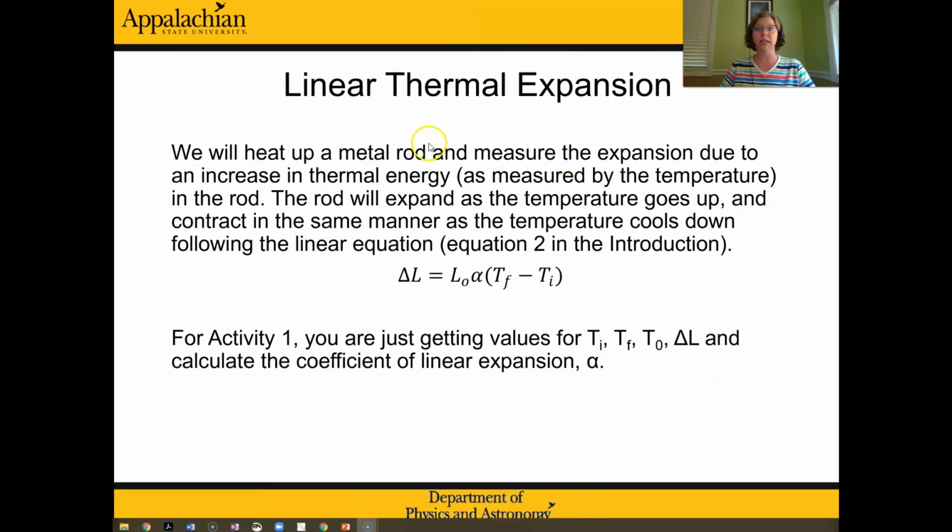So as I mentioned, we're going to heat up a metal rod and measure the expansion due to an increase in thermal energy as measured by the temperature of the rod. The rod's going to expand as the temperature goes up and contract in the same manner as the temperature goes down. This follows a linear equation: change in length equals the initial length times the coefficient of linear expansion times the change in temperature, final minus initial. So for Activity 1, you're going to get values for initial temperature, final temperature, initial length and change in length, and we're going to calculate the coefficient of linear expansion.